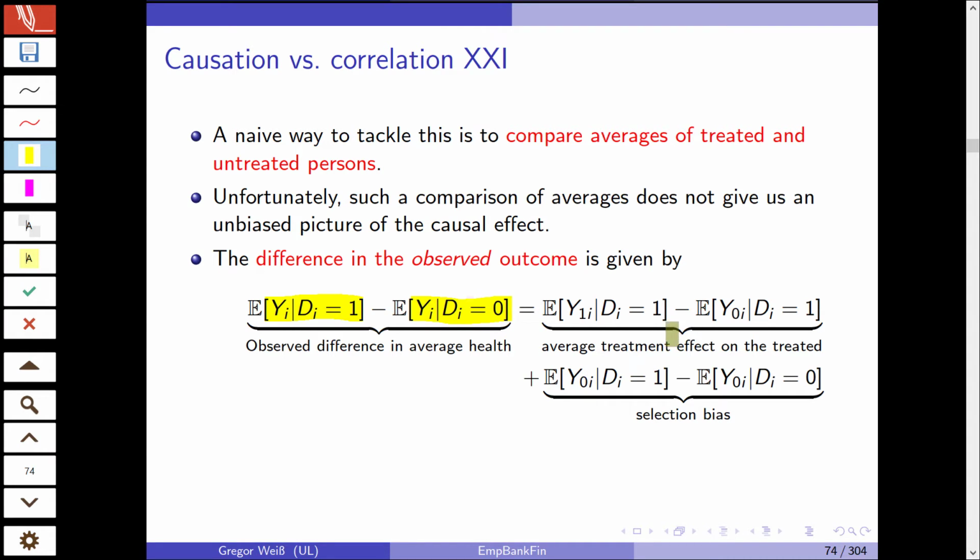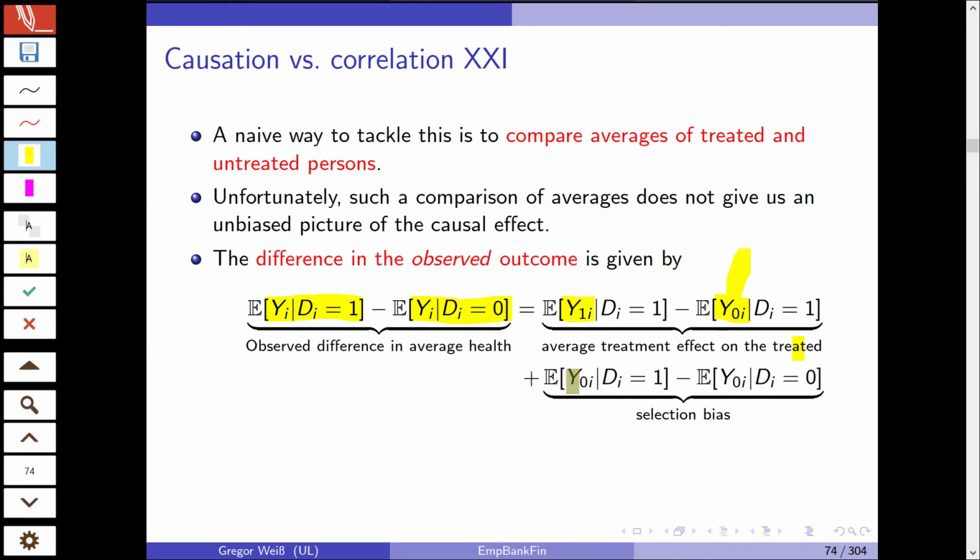However, this can be written on the right-hand side as two parts. We can observe the average treatment effect on the treated. So we are taking the group that is going to be treated and we are observing what would have happened with these if they had not been treated and what happens if the persons in the treatment group have been treated. So this here is usually the counterfactual. You cannot observe this unless you're looking at these persons before and after the treatment. And this here is the selection bias.